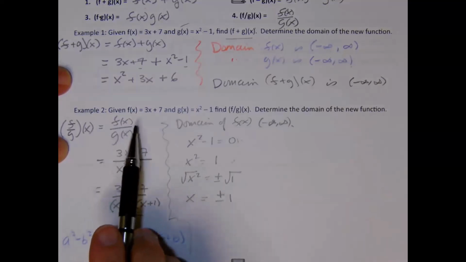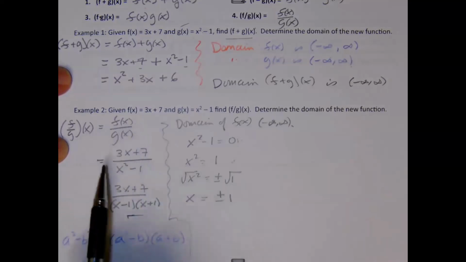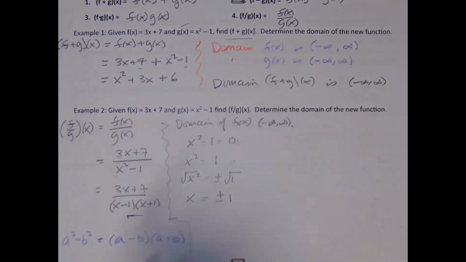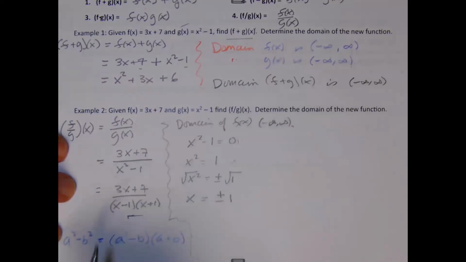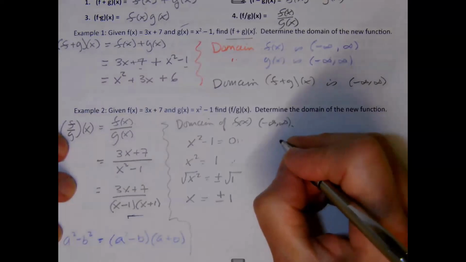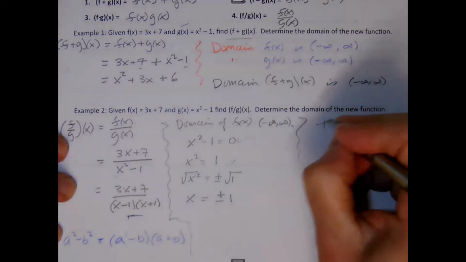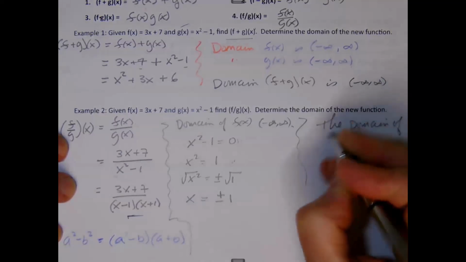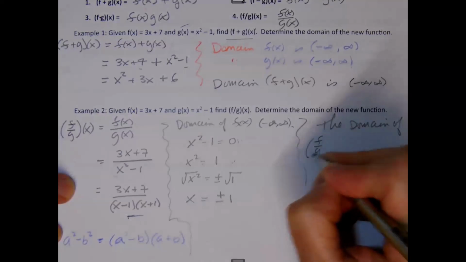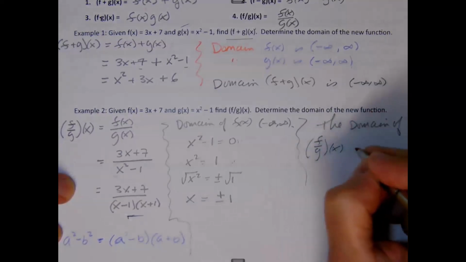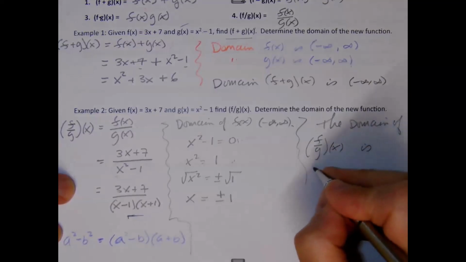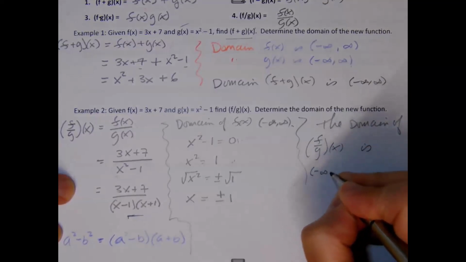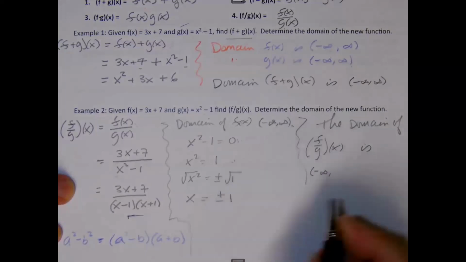Because again, these f and g alone don't have any restriction. The only restriction is the denominator restriction. So it's not the function restriction, it's the denominator restriction. So now what do we do? Well, we now put everything together, the domain of f divided by g of x is, and again, we do it one step at a time. So notice again, it goes from -1 to 1.